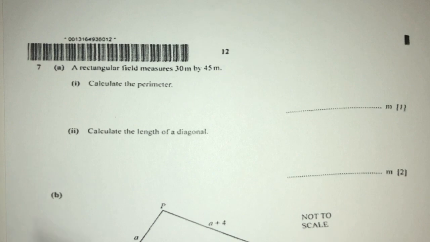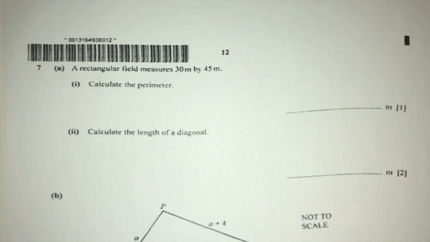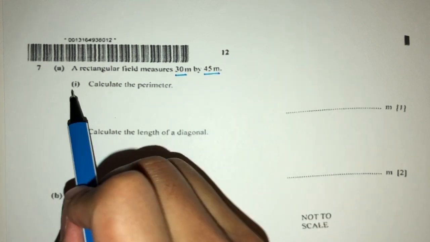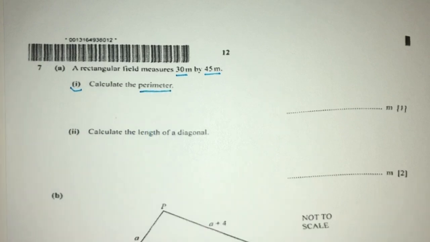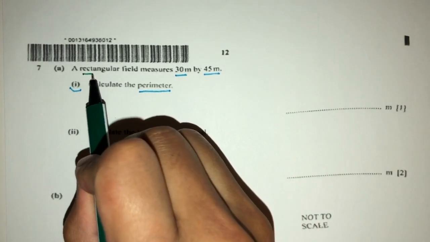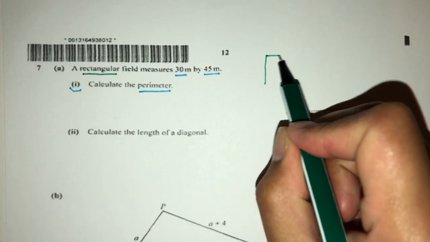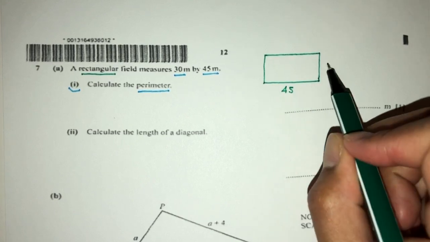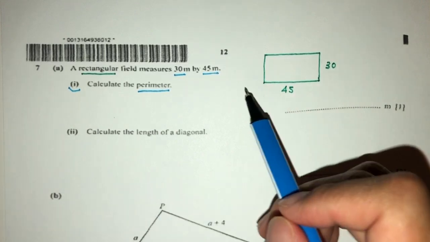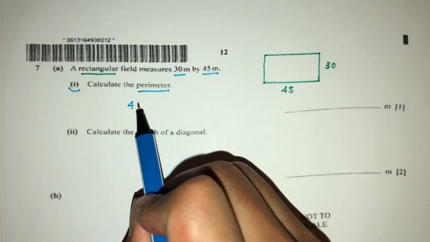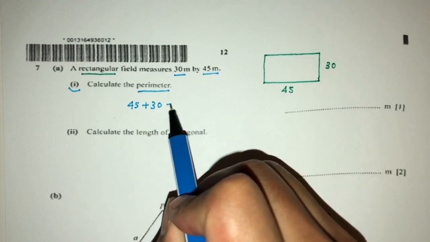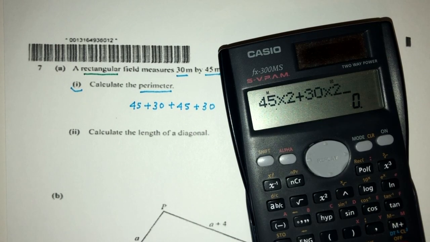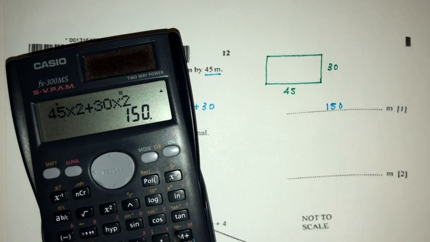Now let's move on to question number 7. So here we have a rectangular field that measures 30 meters by 45. So for part 1, we have to find the perimeter of this shape. So let's observe. What is the shape of a rectangle? As you know, it should be something like this, right? So here we have the length and the width. To find the perimeter, we have to add the distance around. That should be 45 plus 30 plus 45 plus 30. So 45 times 2 plus 30 times 2. That should be 150 for part A of the question.